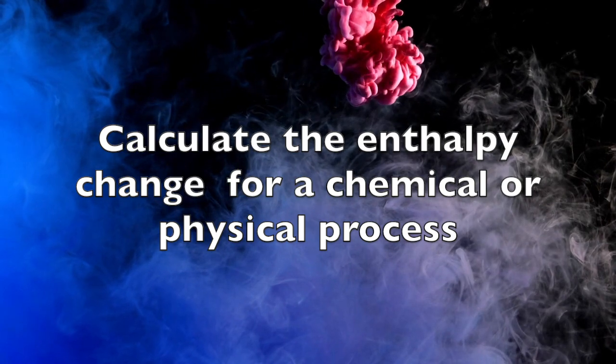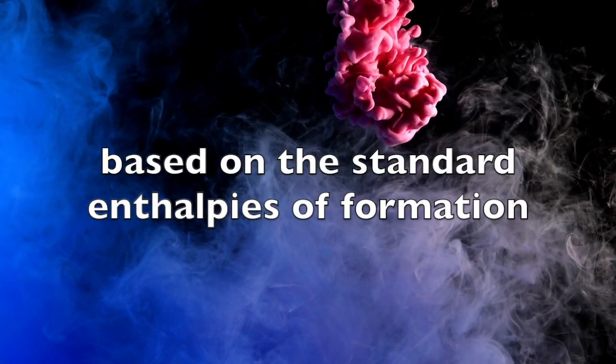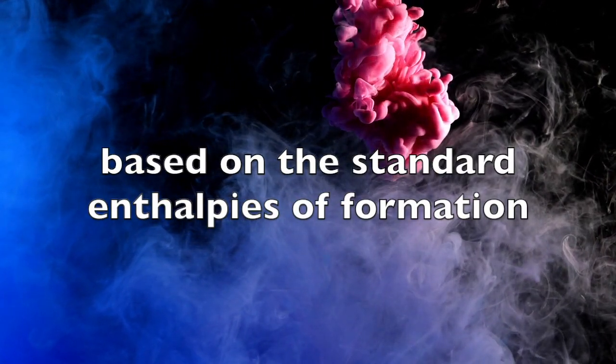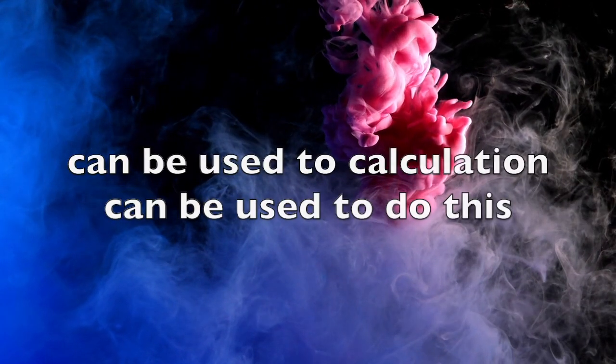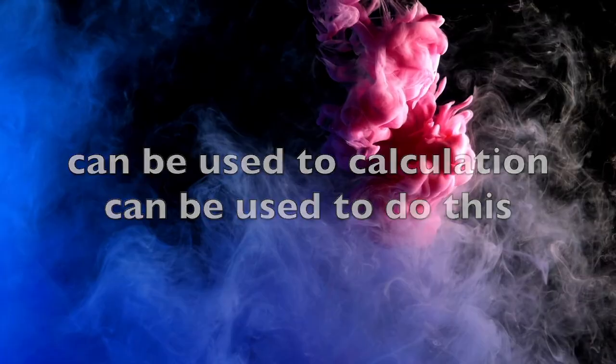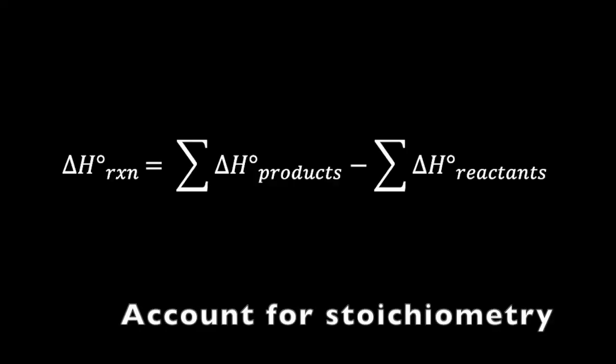So to summarize, you should now be able to calculate the enthalpy change for a chemical or physical process based on the standard enthalpies of formation, and you need to know that tables of standard enthalpies of formation can be used to do this, and this is the equation.